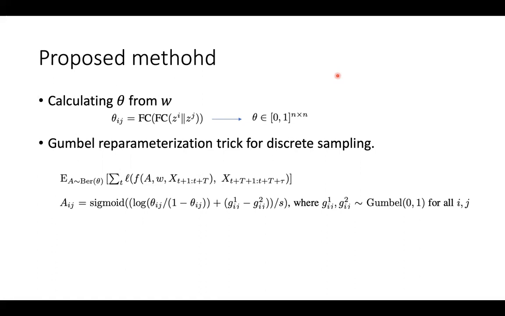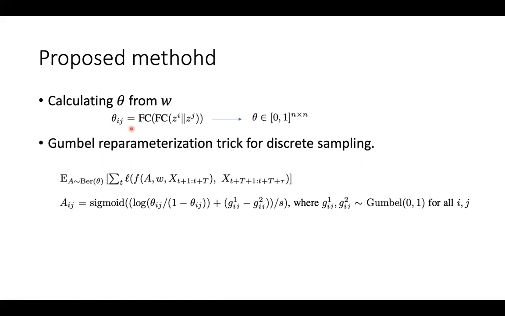The idea is that each of these theta ij here is a continuous variable between 0 and 1. But this Aij, we assume here, is a discrete variable. Each Aij should be sampled from the Bernoulli distribution parameterized by this theta ij. So this Gumbel reparameterization trick is used to do the backpropagation when we are sampling this discrete variable Aij from this theta ij.